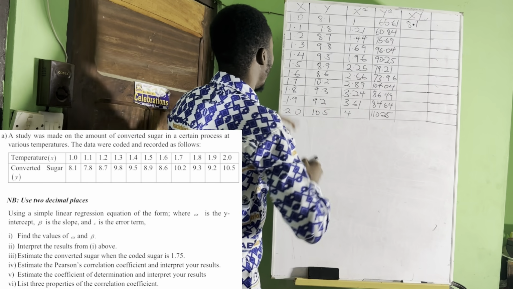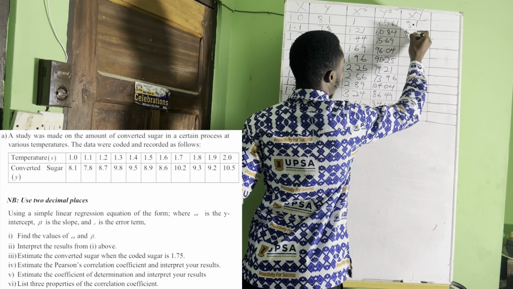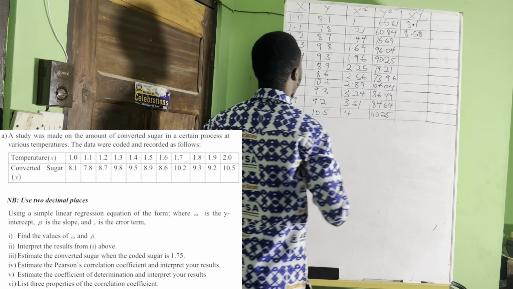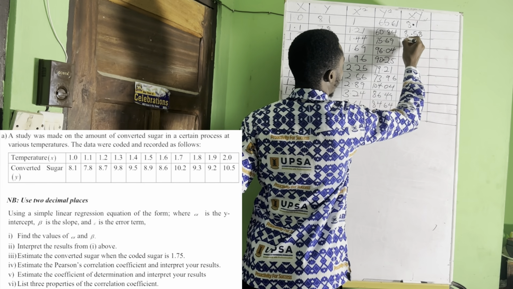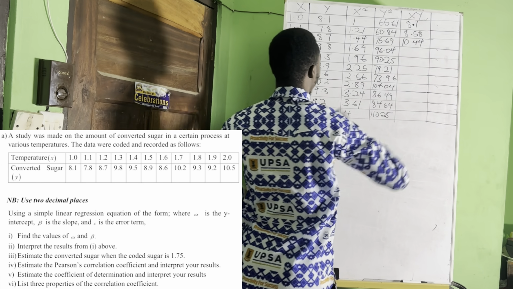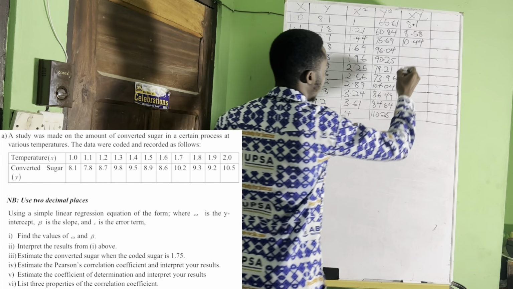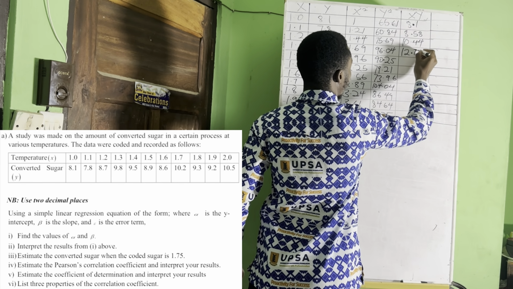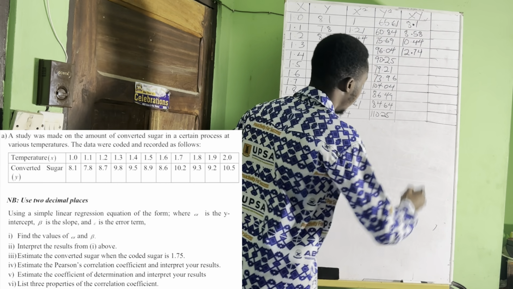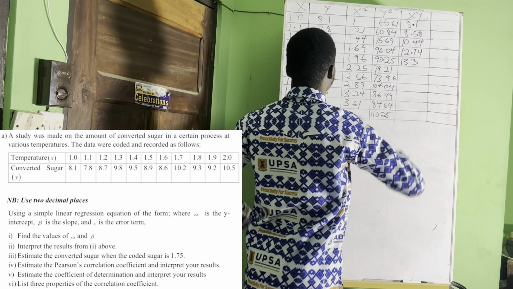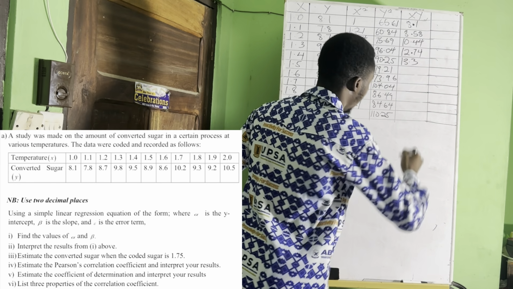Then the next one, 1.1 times 7.8, that should give us 8.58. Then the next one, 1.2 times 8.7 should give us 10.44. Then the next one, 1.3 times 9.8 should give us 12.74. Then 1.4 times 9.5 should give us 13.3. Then 1.5 times 8.9 should give us 13.35.